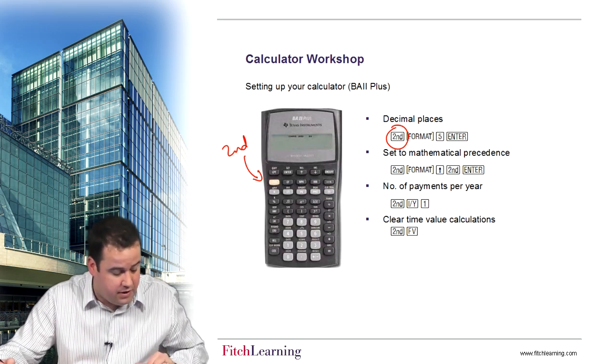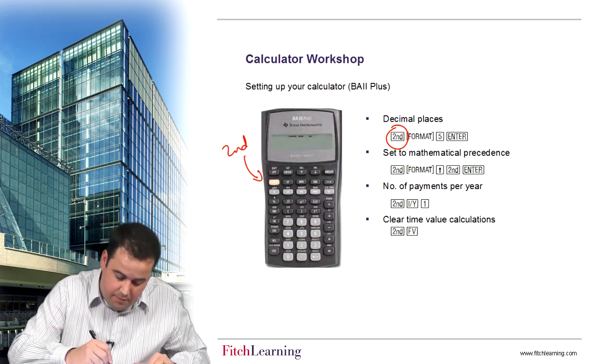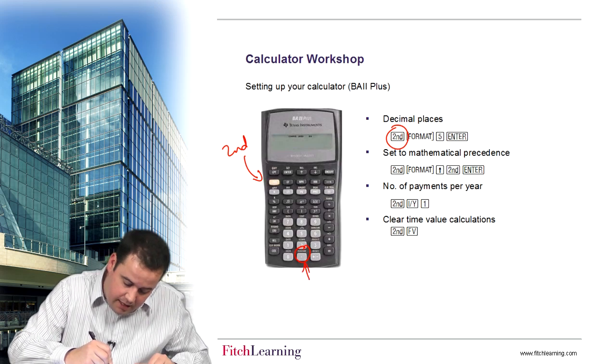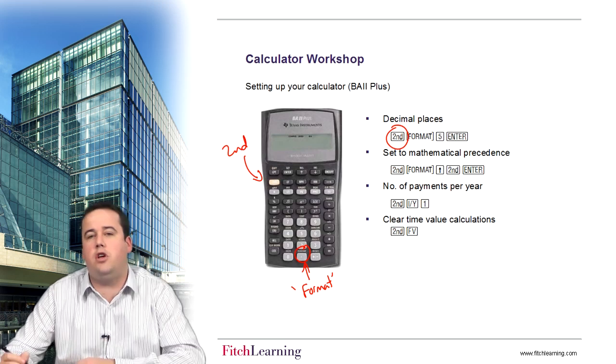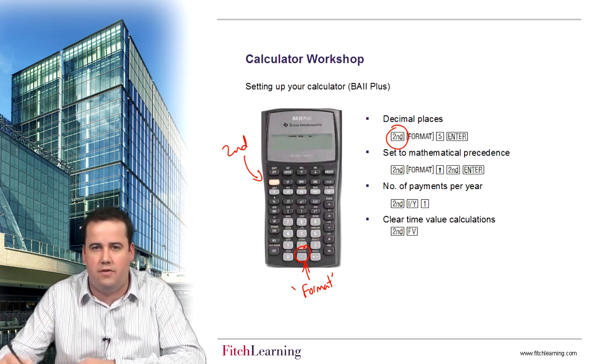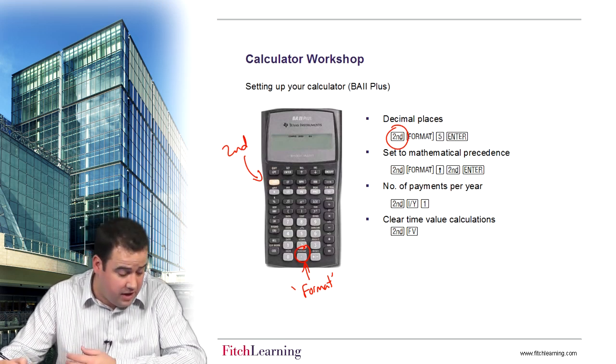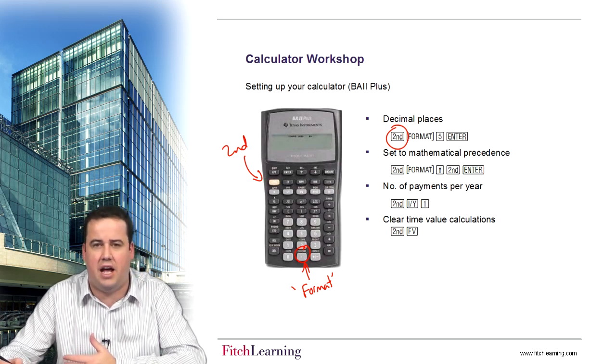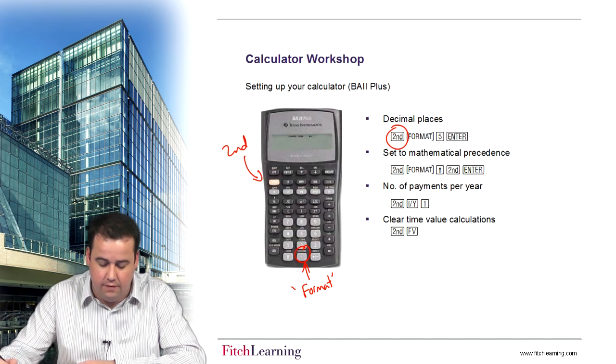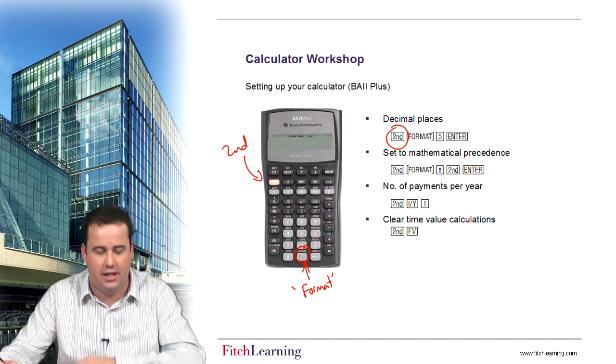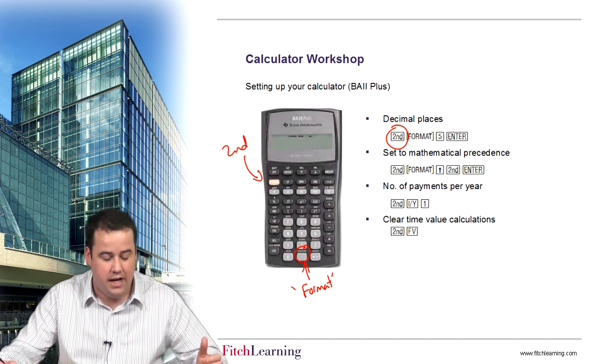So if you look above the decimal point down the bottom, it says format, okay, in yellow. Whenever you hit the button second, you're getting to all of the yellow writing on the calculator. So for example, above button 8, it says stat. So that's where you'll go later on when we're looking at our statistics. So second and the decimal point, format, gets us into the format menu.